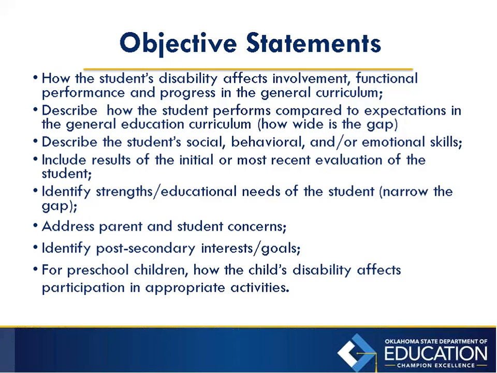You might want to put your post-secondary interest. Johnny wants to be a welder when he grows up. He wants to own his own shop. And for your preschool students, maybe how the child's disability affects the participation in appropriate activities. Any of those or all of those are a good place to start when you're writing your overall objective statement.